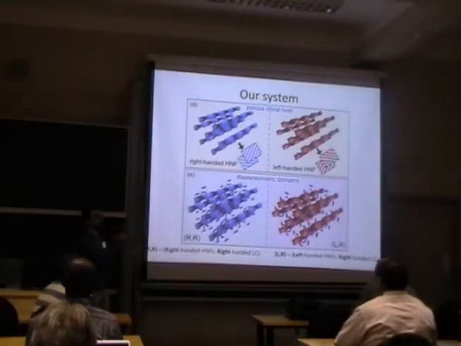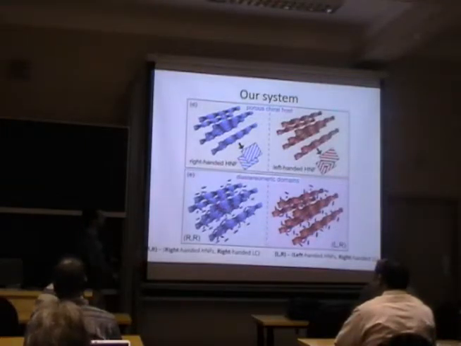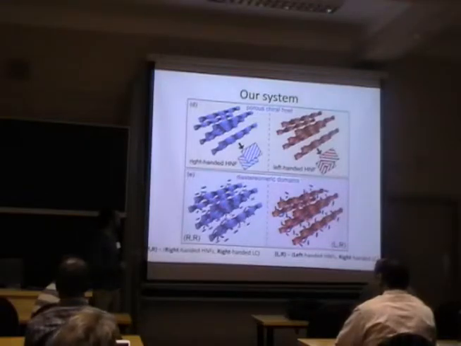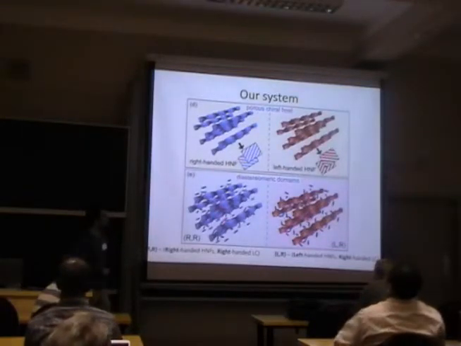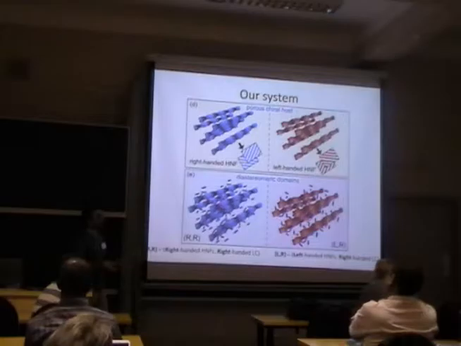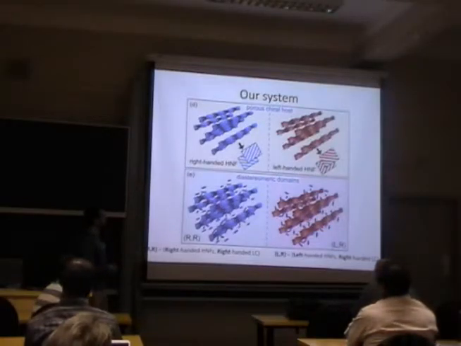So the twists on the boundaries will be different depending on the handedness of the domain itself. So then when we mix chiral liquid crystals in here, we get these diastereomeric domains. We get domains in which there's a liquid crystal of one handedness and then domains of different handednesses. And then when these liquid crystals form a chiral nematic phase, they actually become a supramolecular diastereomeric domain.